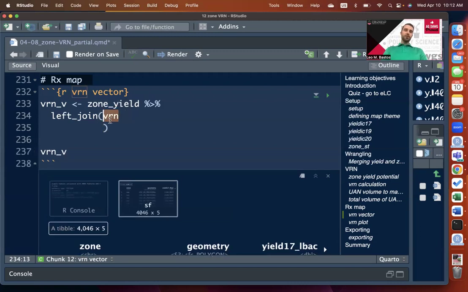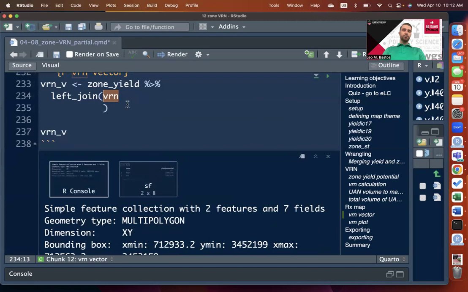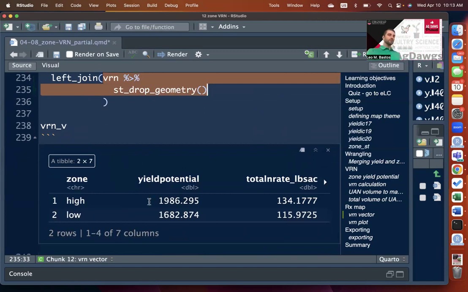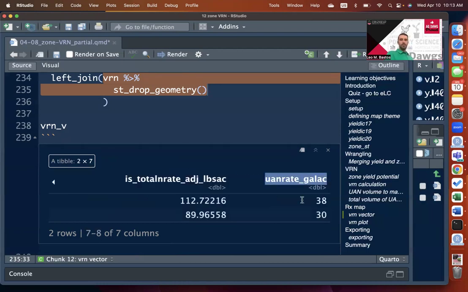However, VRN object is also an SF object at this point. I do want to transform this VRN just into a data frame, so basically forgetting about the spatial information that it has. To do that, we can add a pipe here and add a function st_drop_geometry. If I just run here VRN and st_drop_geometry, this is what happens. It drops the geometry. It kind of forgets that it was a geospatial object. I just get a table where I have all the columns that VRN had. The ones that I care about really are just zone and UAN rate gallons per acre.